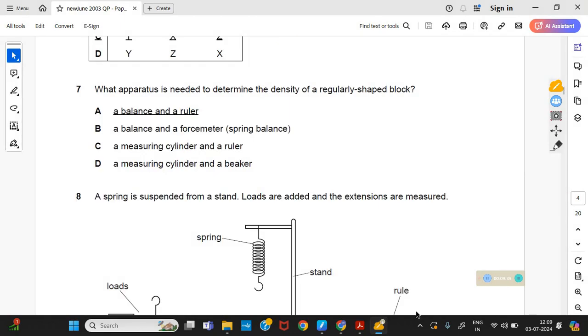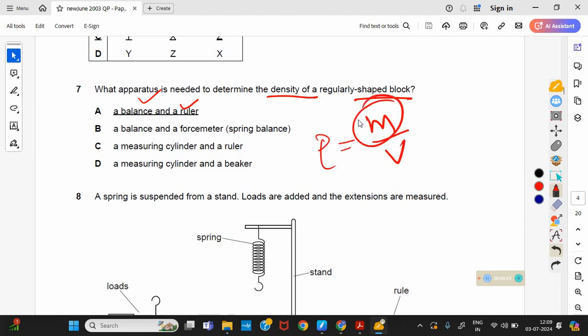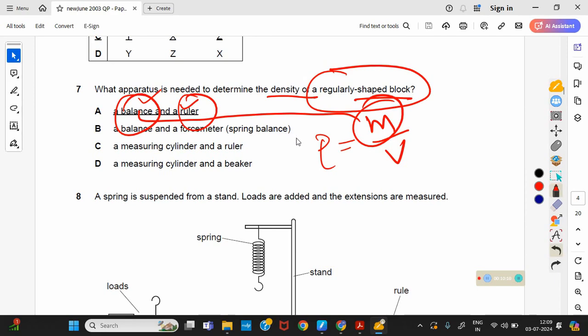Question number 7. What apparatus is needed to determine the density of a regularly shaped block? We need a balance. Since it is a regularly shaped block, we need a balance and a ruler. You have to calculate density here. The formula for calculating density is mass divided by volume. Mass you can measure with a balance. And it is a regularly shaped block, so you can measure the length of the block using a ruler. And then you can apply the formula, whatever is suited for the shape given. So option A is right: a balance and a ruler.